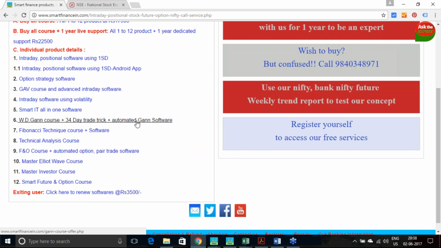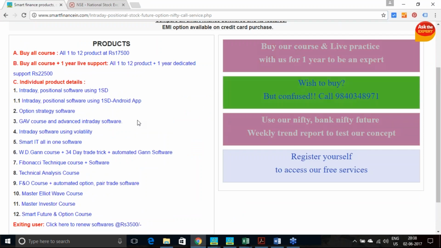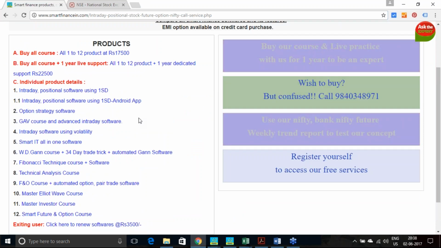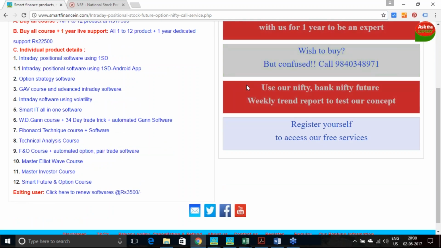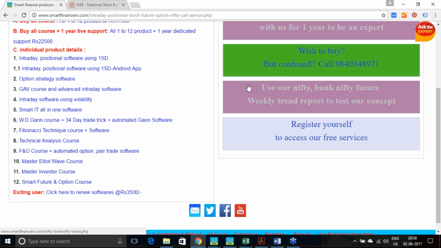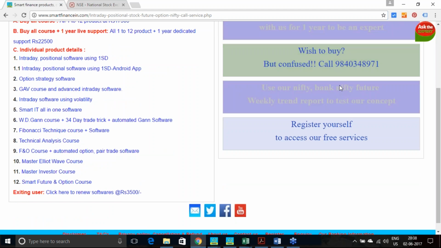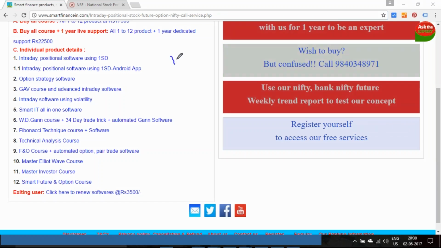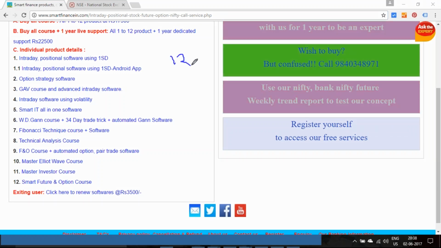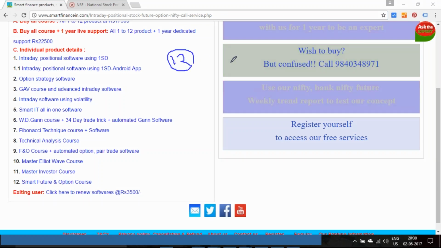So basically in Smart Finance, what is our aim over a long period of time? What do we want to convey to the traders? Our establishment is 10 plus years old, meaning we have completed the 11th year also. From 2005 to 2017, this many years we have given. Consistently we are present in the market. We are not a fly-away company.